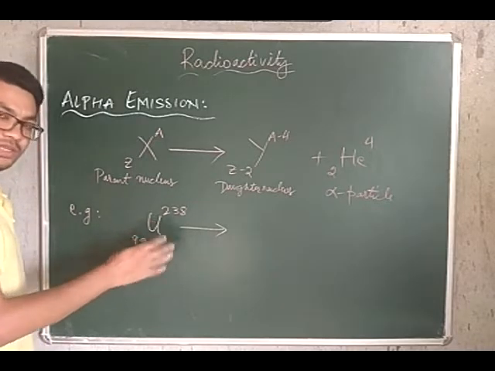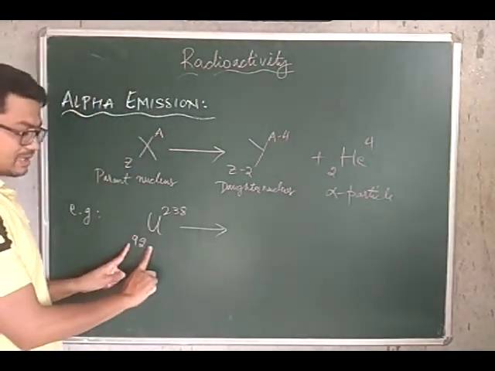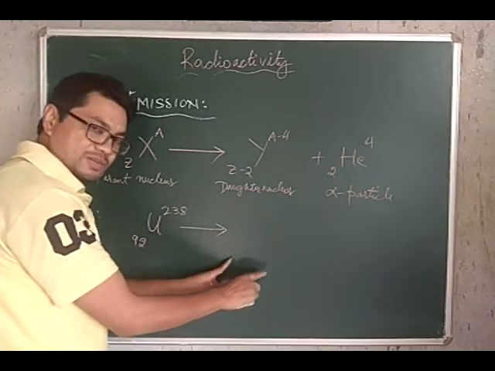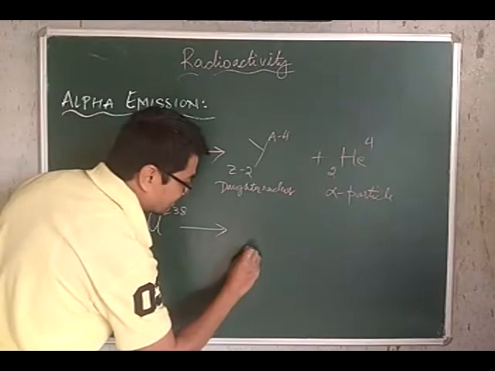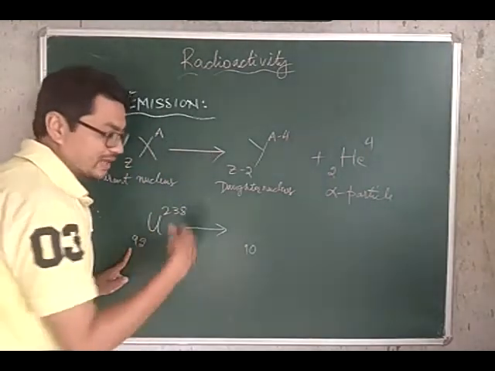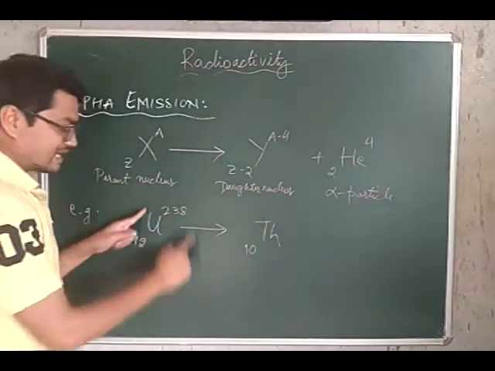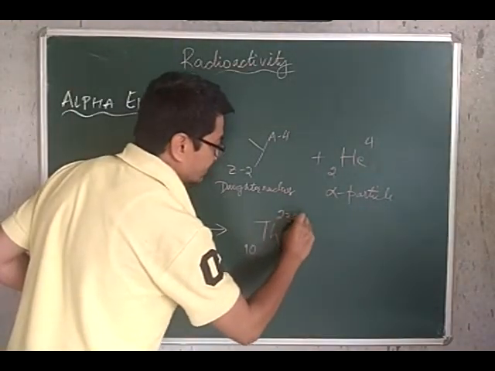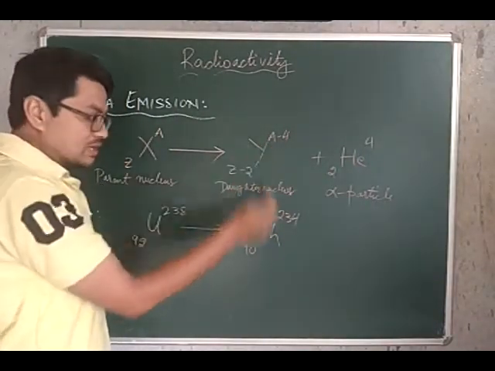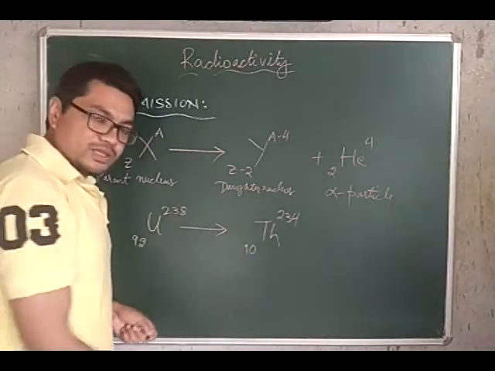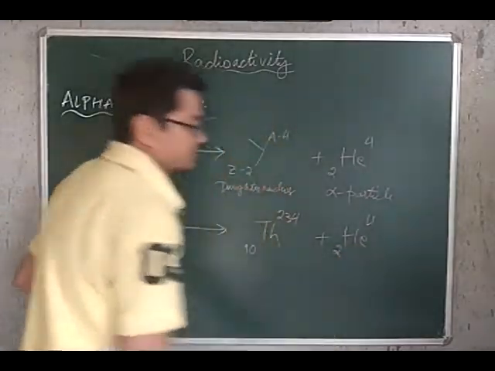So this is one nucleus of uranium, for example. It emits an alpha particle. So what happens is the atomic number of the daughter nucleus is lesser by 2. So the atomic number becomes 90. The element having atomic number 90 is thorium. And the mass number becomes 234, since the mass number is lesser by 4. So uranium gets converted to thorium with the emission of an alpha particle.